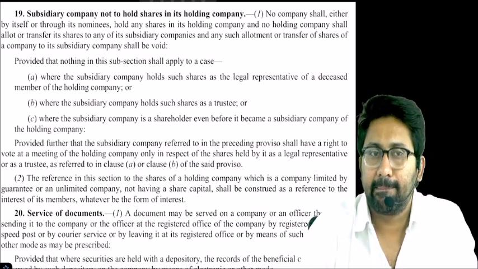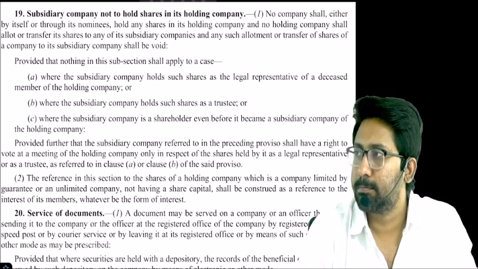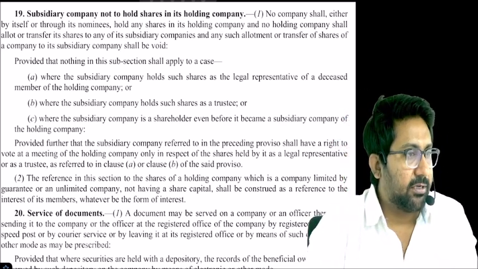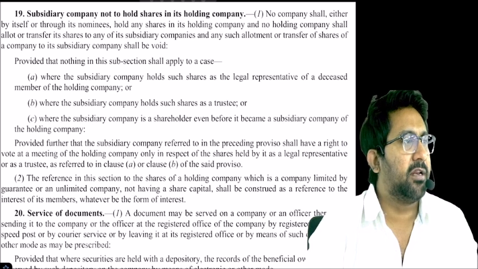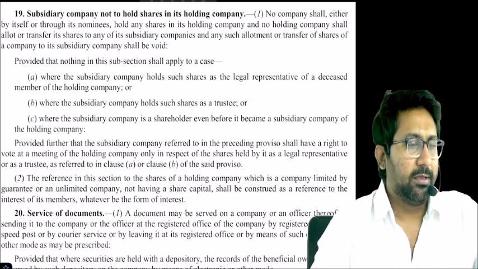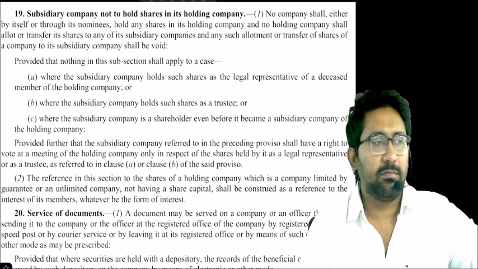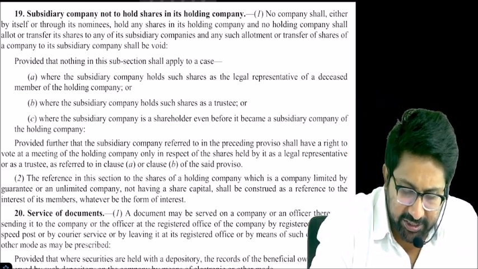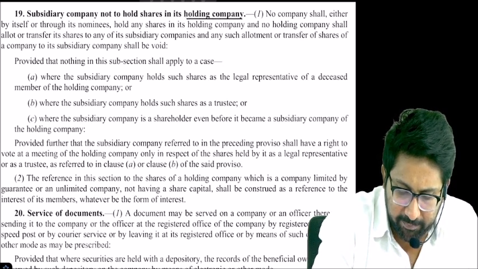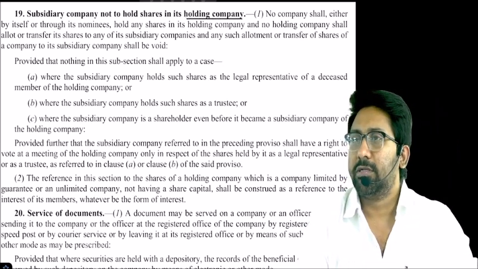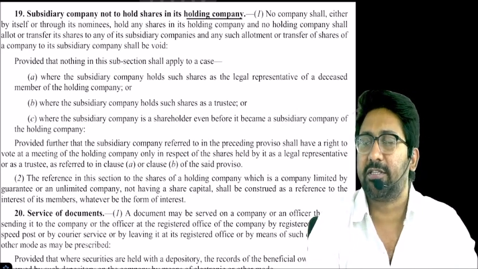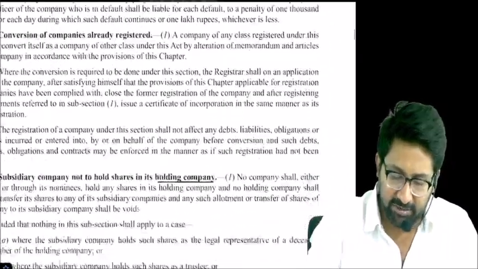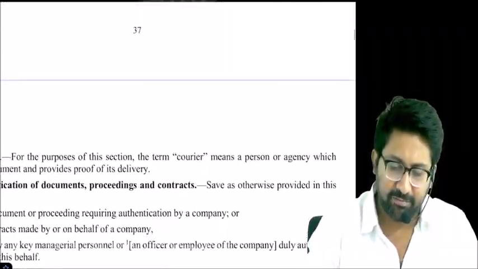Shall we start everyone? First, you can see the section in the Act. See the provision once. What is the name? Subsidiary company not to hold the shares in its holding company. So who should not hold? Subsidiary company should not hold the shares in the holding company. I will first explain you the concept, later you can read.